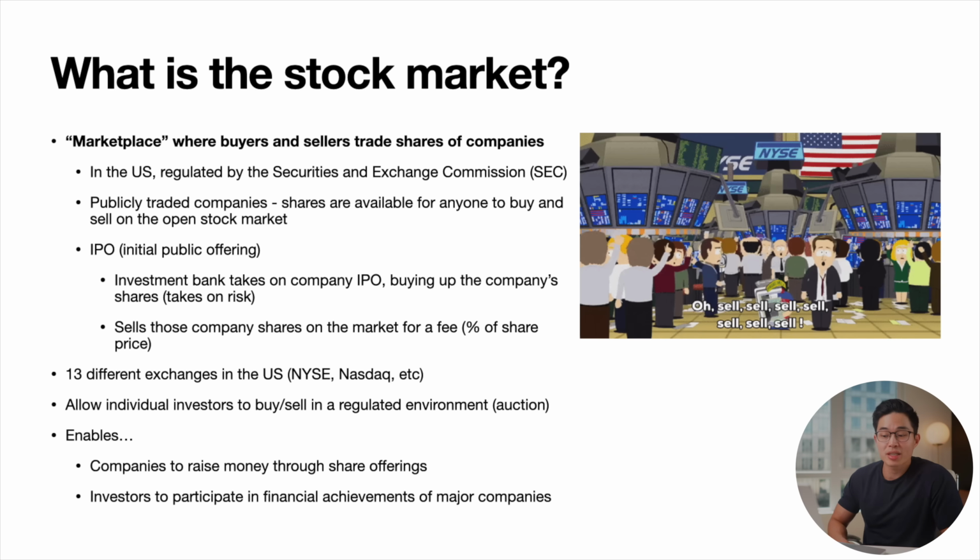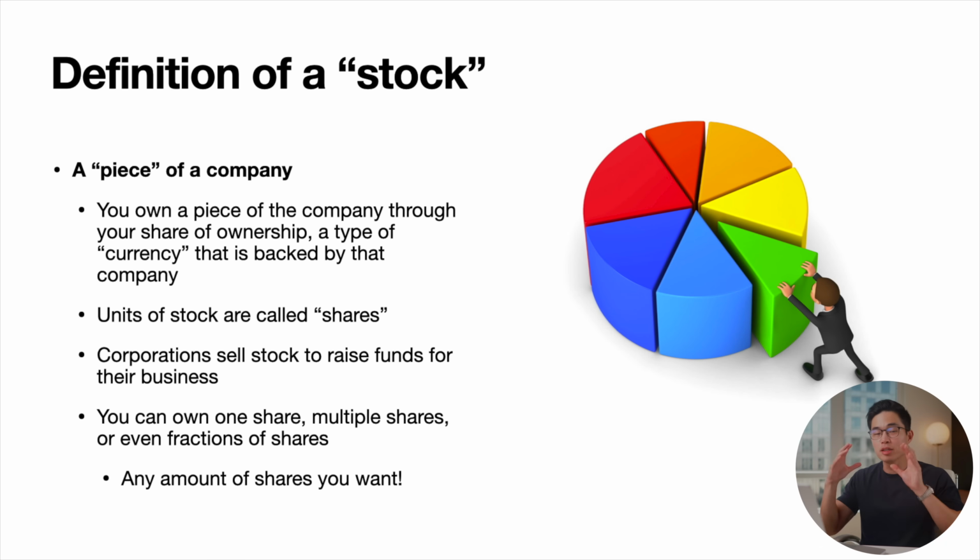There are 13 different exchanges in the US, for example, the New York Stock Exchange, the NASDAQ, Dow Jones, and so on. And it's really cool because this whole system allows individual investors to buy and sell in a regulated environment, sort of like an auction. Now, why would companies actually want to IPO, right? It actually allows them to raise money through share offerings, and it allows investors to participate in financial achievements of major companies. So let's talk a little bit more in detail about what a stock is.